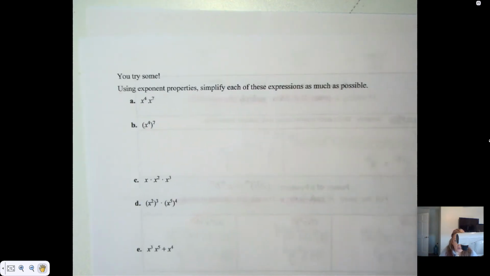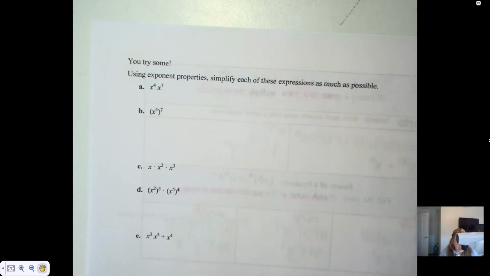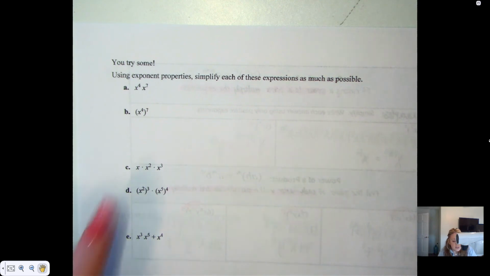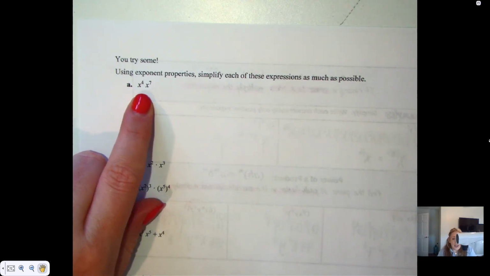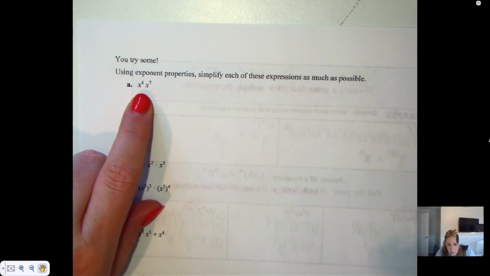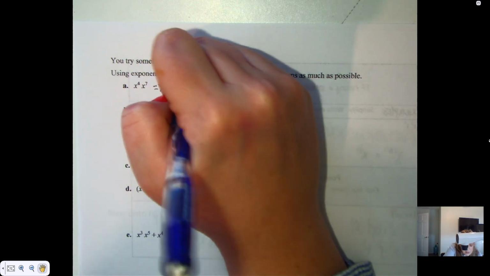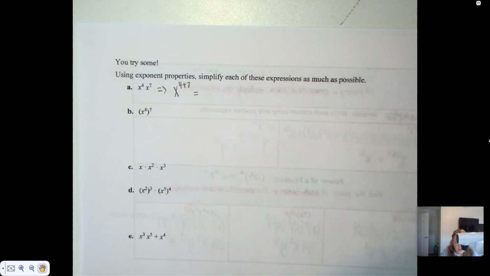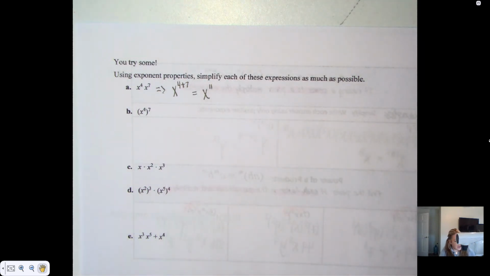Alrighty. So using exponent properties, simplify each of the expressions as much as possible. So this is going to be combo. Okay. So first thing I need to recognize, these two things have the same base. The base is x. They're being multiplied. When I have same base and they're being multiplied, I add the exponents. So this is the same thing as saying x to the 4 plus 7, which is 7, 8, 9, 10, 11, which is going to be x to the 11th power. Okay.